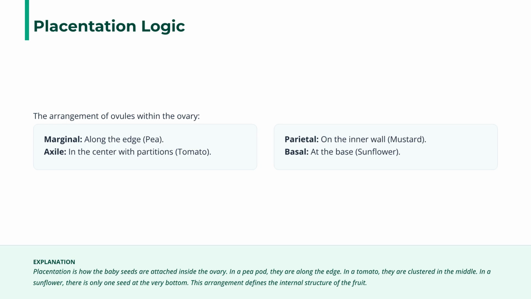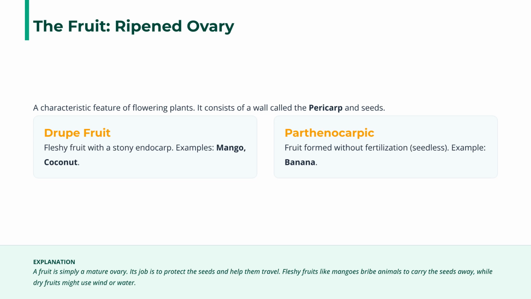Placentation describes how ovules are arranged inside the ovary. Examples include marginal, along the edge in peas, axile, in the center with partitions like in a tomato, and basal, a single ovule at the base, like in a sunflower. A fruit is a ripened ovary consisting of a pericarp wall and seeds. Its role is to protect the seeds and aid in their dispersal, either through fleshy structures like a mango or dry mechanisms. Parthenocarpic fruits form without fertilization.